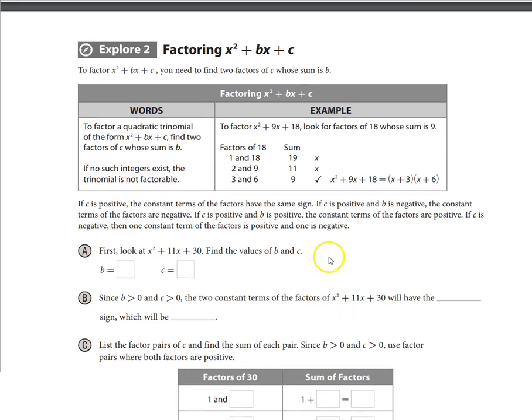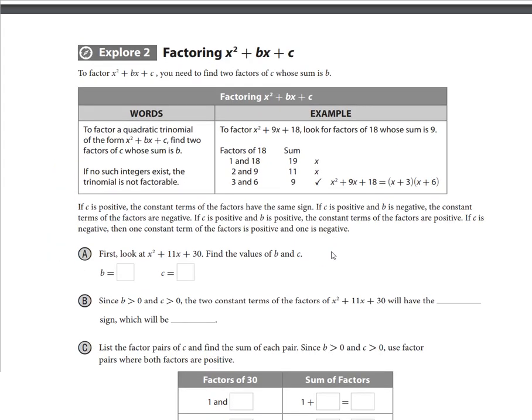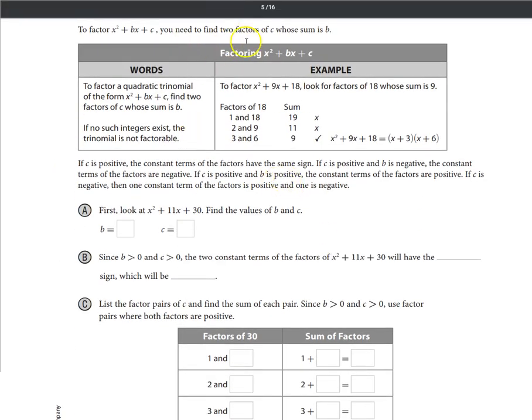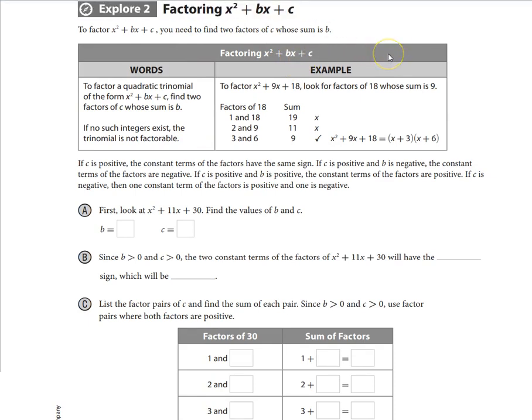So we're going to go ahead and start on page 879, and we are going to learn how to factor trinomials in the form of x squared plus bx plus c. The important part of this method is that the leading coefficient needs to be a 1. It needs to be 1x squared plus bx plus c, meaning that the coefficient of x squared is a 1, meaning that it's just x squared.